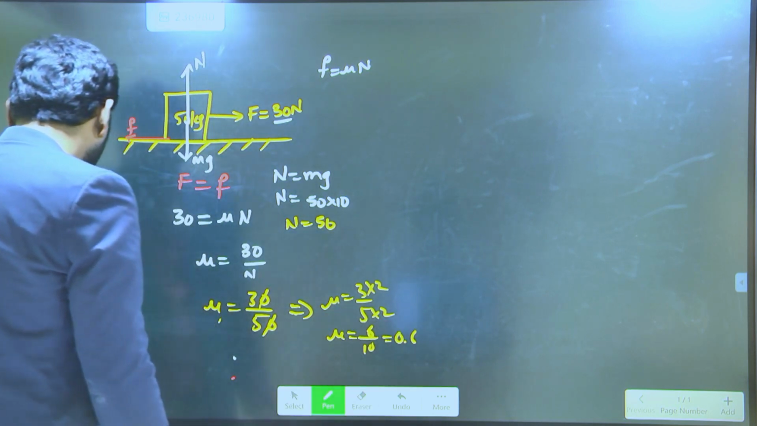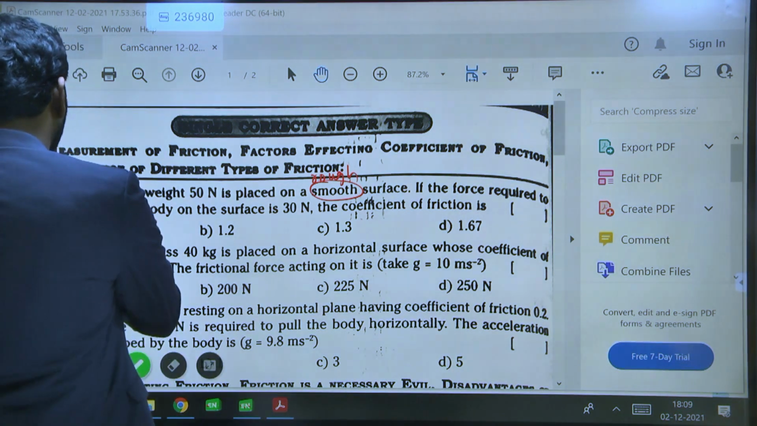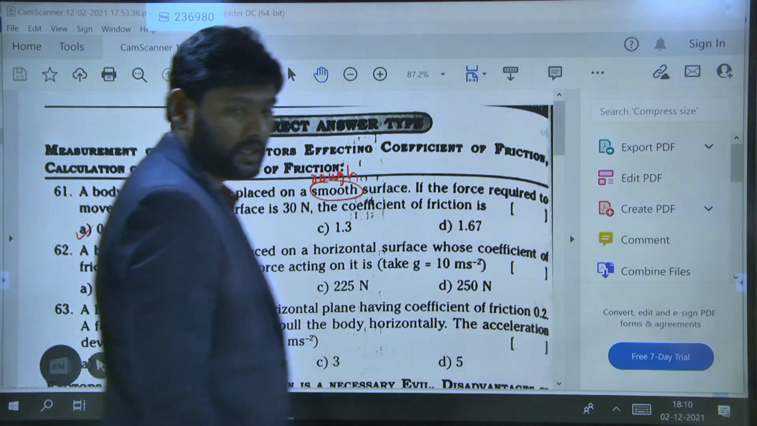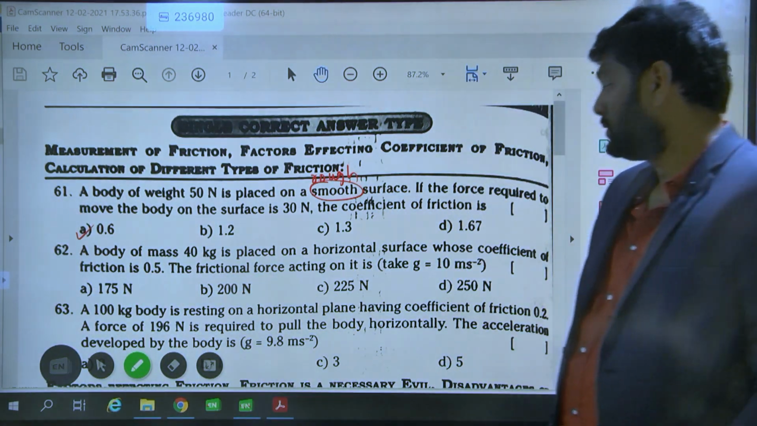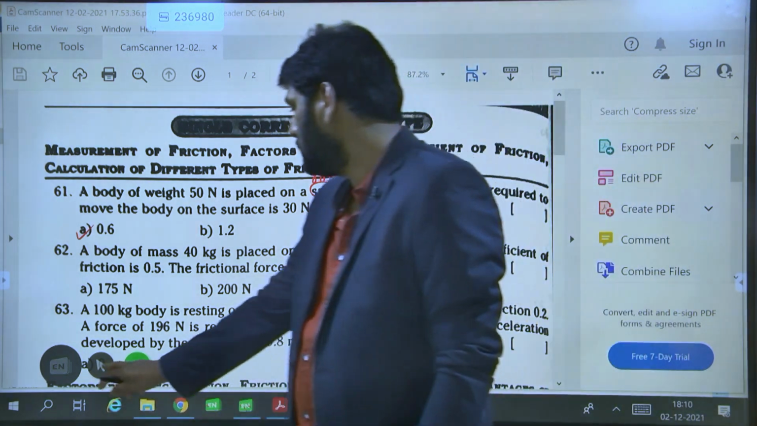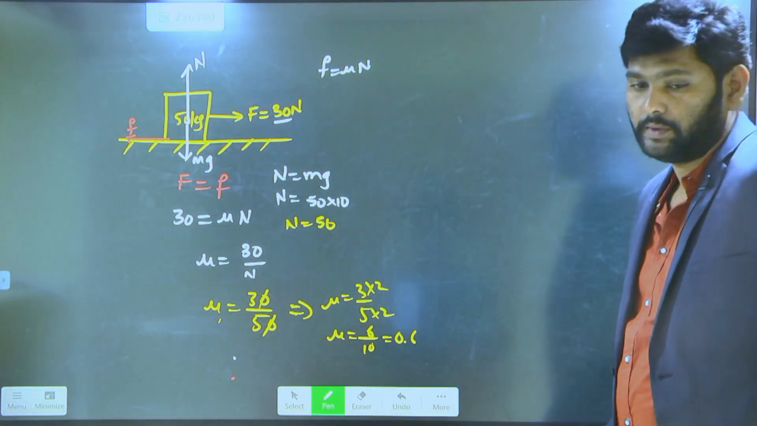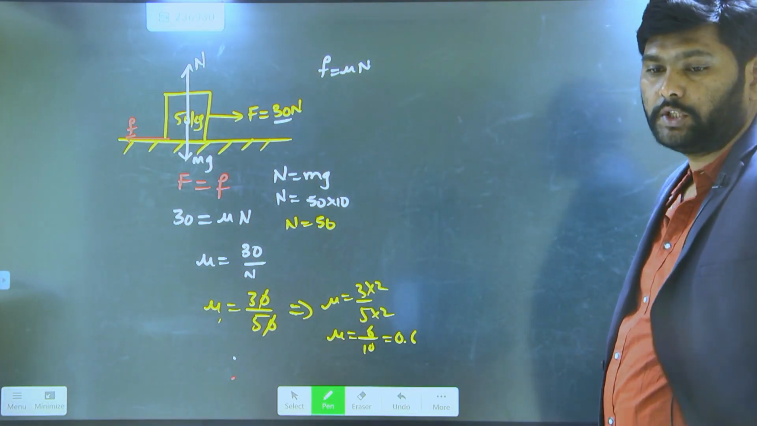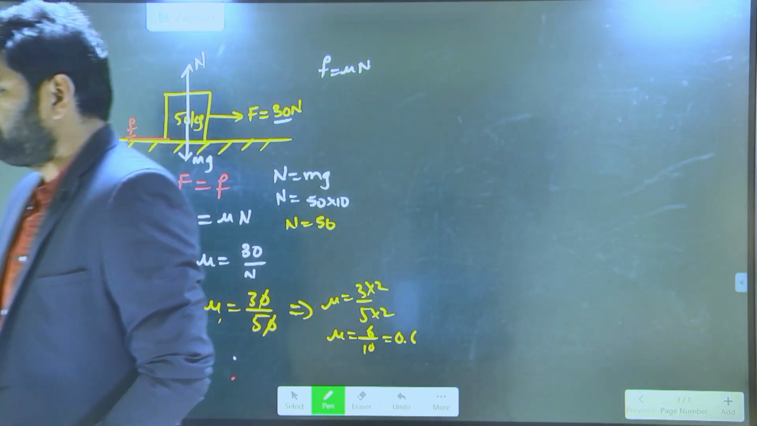So what is the option then? This is your option. Very good. So option A is correct. Understand? This is a numerical. Do you want to see the numerical steps? This is your solution. Take down the solution. Make it fast.